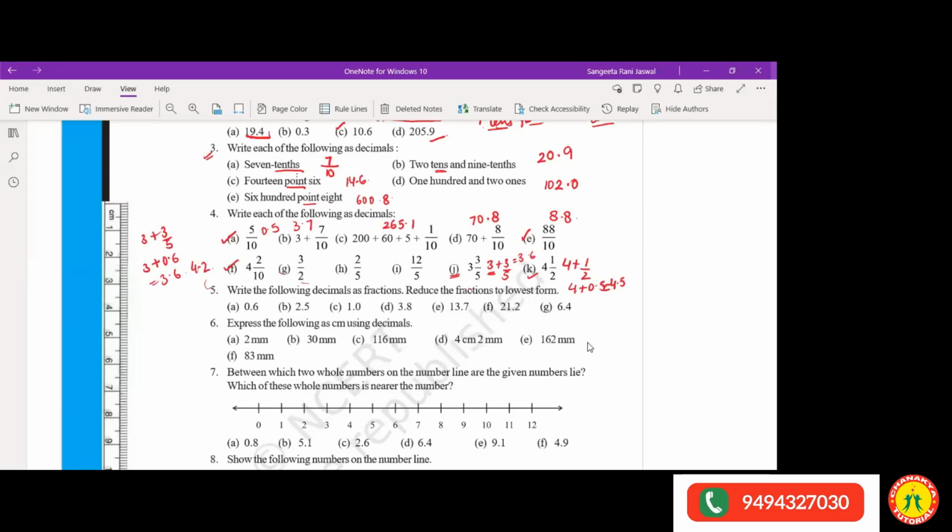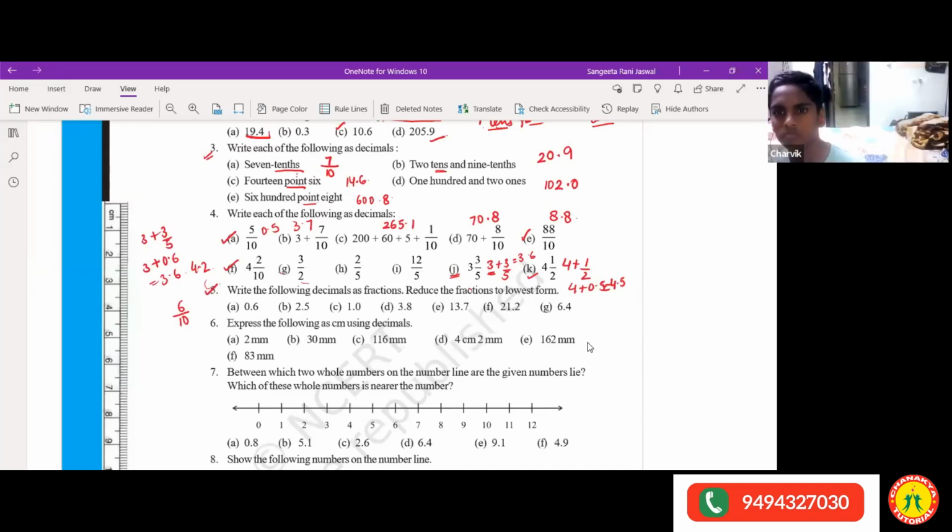See the next one here. Question number 5. Write the following decimals as fractions. Reduce the fraction to lowest form. Now you have to convert this decimal to fraction form first, and then reduce it to lowest form. I'll show you one. 0.6 can be written as 6 by 10 because there is a decimal after one place from the right side.